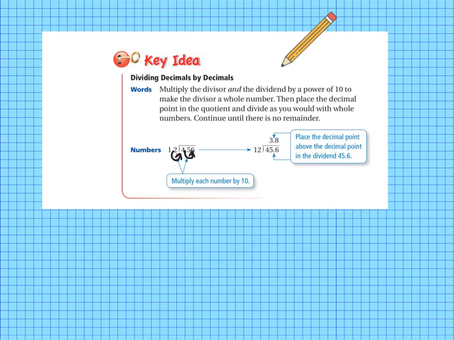You don't need to worry about what operation you're doing or what number you're multiplying it by. What you need to worry about is if you move the decimal point one place to the right in one number, you have to do the same thing to the other number. And then you're going to place the decimal point above the decimal point in the dividend, and you're going to do the same thing you did in the last examples. So write this in your notebook because it's a key idea and it has the pencil. And then join me on the next example.